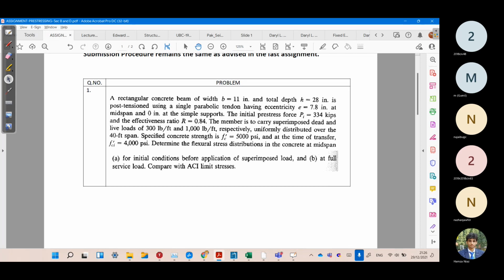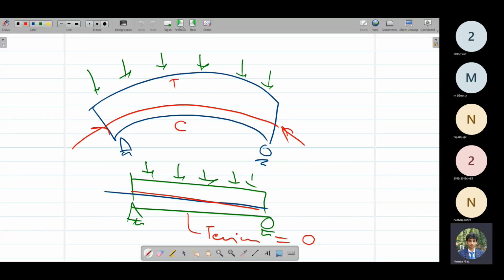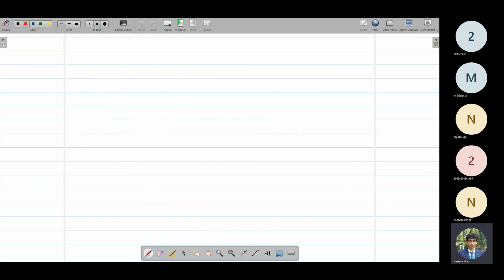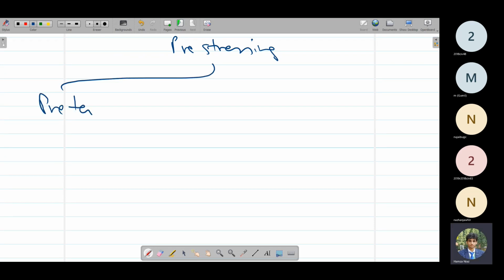Before that, there are two types of pre-stressing. We can do it in two ways. First is pre-tensioning, and the second one is post-tensioning.